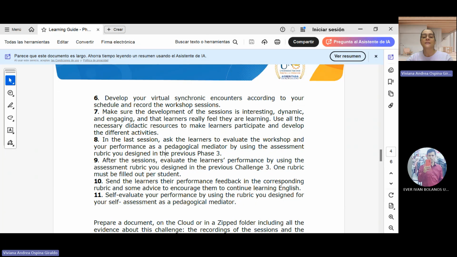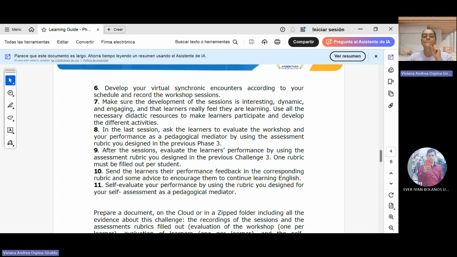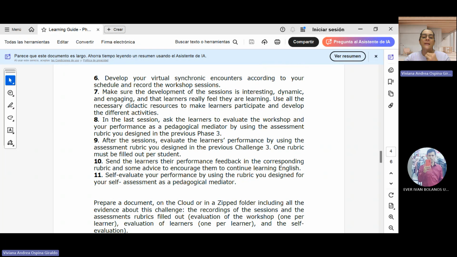Then, after the sessions, evaluate the learner's performance by using the assessment rubric you designed in the previous challenge. One rubric per student. Send the learners their performance feedback in their corresponding rubric and some advice. You have to grade it, send it back to your students, and give them feedback. And finally, you have to self-evaluate your performance by using the rubric you designed.